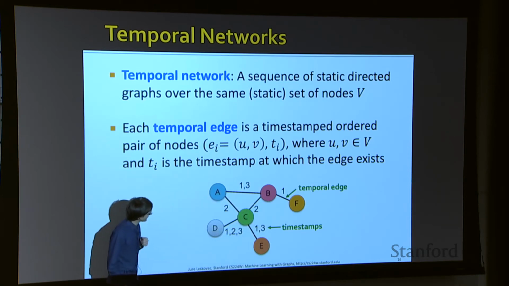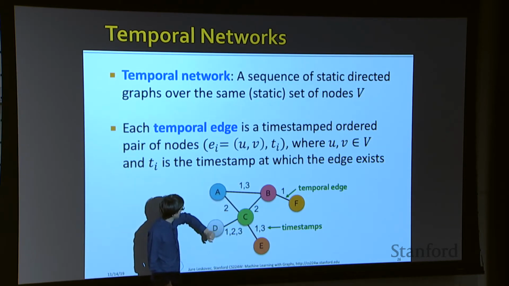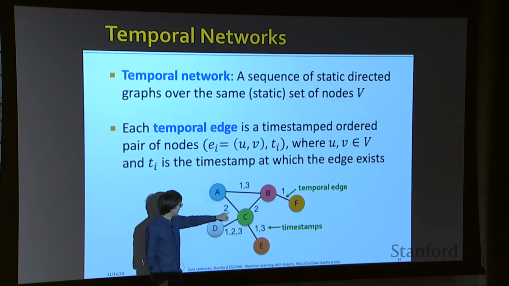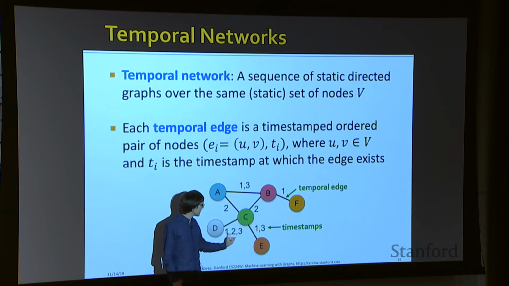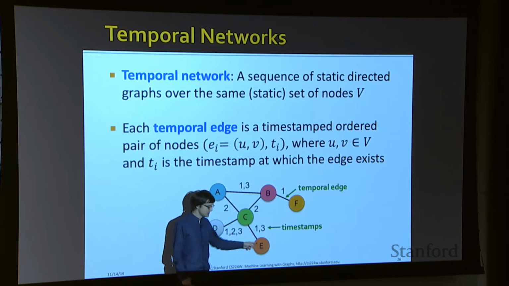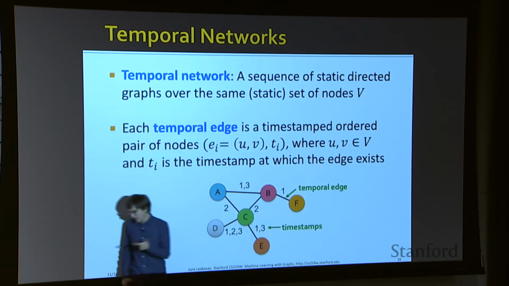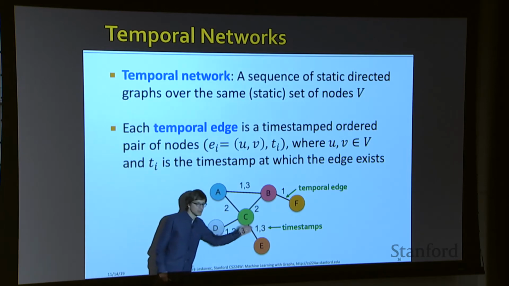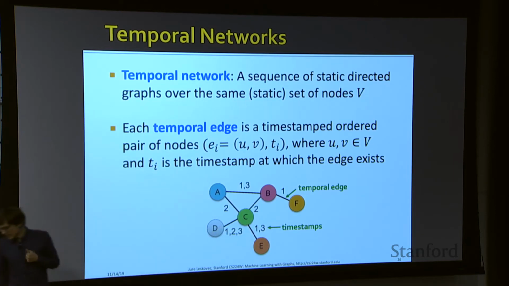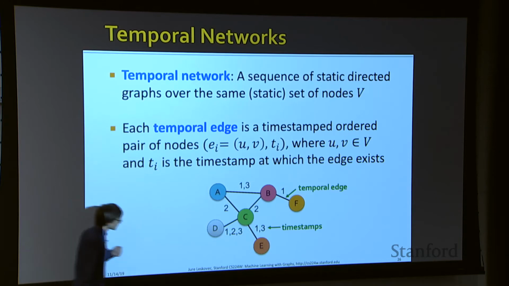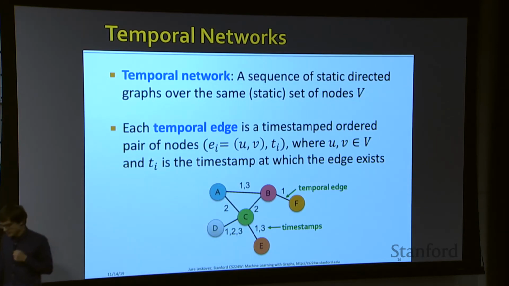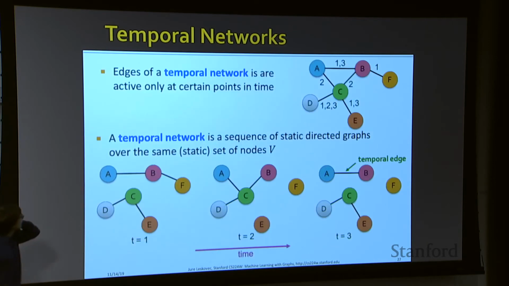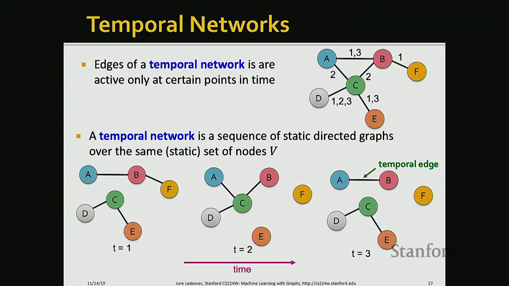Right? So the way I could think of this is if I have the network, this edge AC existed at time 2, CD existed at times 1, 2, and 3, CE only existed at time 1 and existed at time 3, but at time 2 it wasn't here. That's what we would like to capture. And these edges we will call temporal edges because they can exist or not exist.